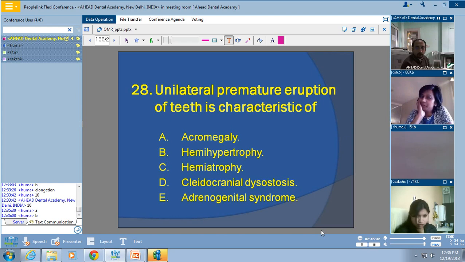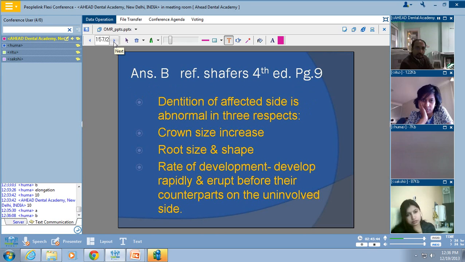Very good. It is hemihypertrophy. In the case of hemihypertrophy, we do have unilateral premature eruption of the teeth. The dentition is affected in all three respects: crown size, root size, and rate of development. I just have this particular slide which you can see.